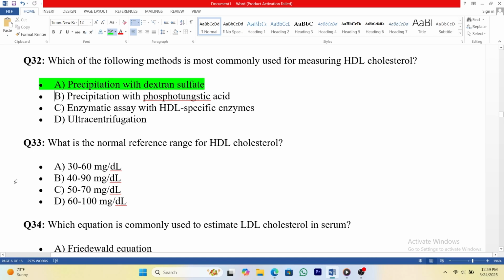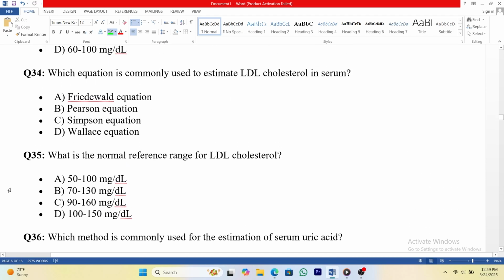33. What is the normal reference range for HDL cholesterol? A. 30 to 60 mg/dl. B. 40 to 90 mg/dl. C. 50 to 70 mg/dl. D. 60 to 100 mg/dl. Answer: C.